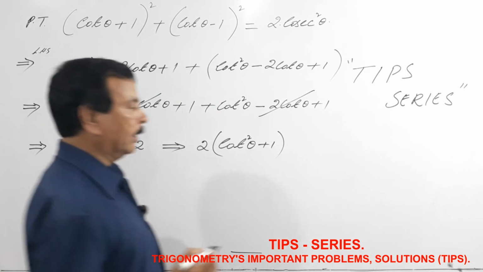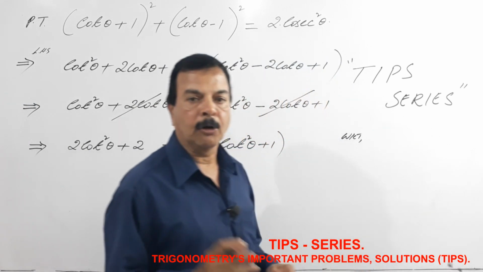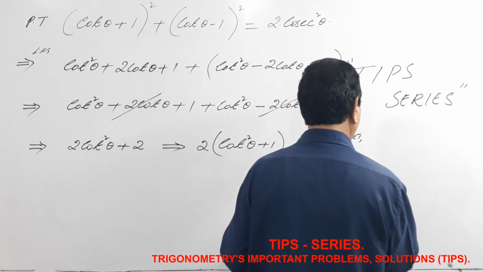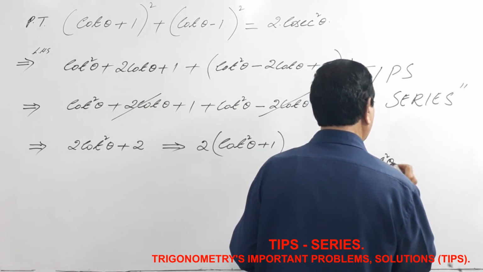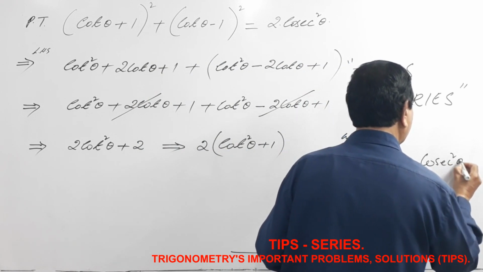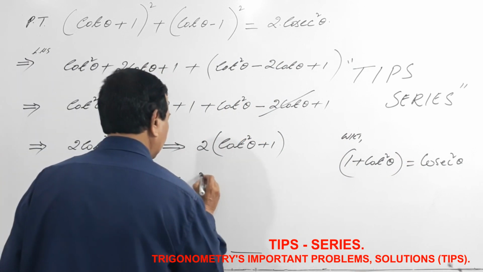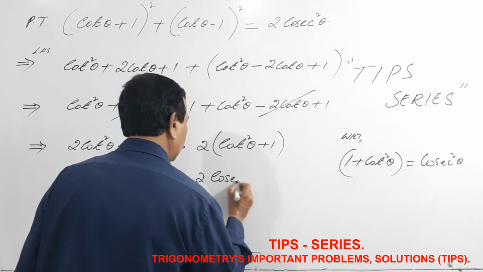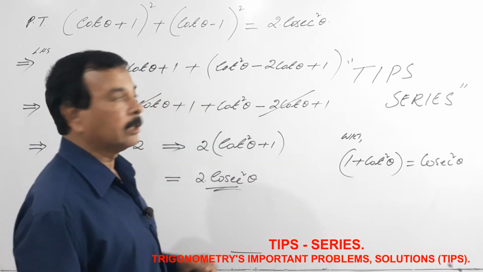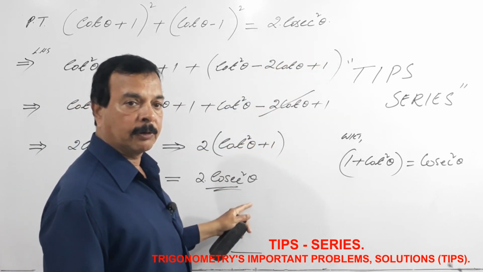Right? We know from trigonometric identities I have already proved that 1 plus cot square theta equals cosecant square theta. So what is this? This is nothing but 2 cosecant square theta. What he wants? He wants 2 cosecant square theta. We have already reached 2 cosecant square theta.